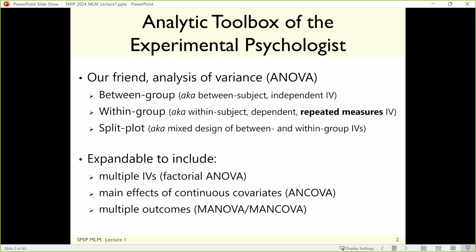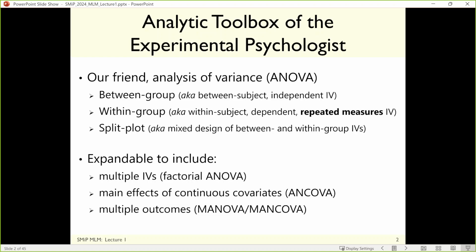And each of these is expandable, so you can add on pieces to allow more complexity in estimation or questions to be answered. For instance, you can have multiple different group assignments or measured predictors. You can have main effects of continuous covariates. I'm making this point specifically: when people talk about ANCOVA, they are adding a predictor that is a person level piece of information, and it can be continuous or categorical, but it's person level. There's really no way to have covariates at the trial level.